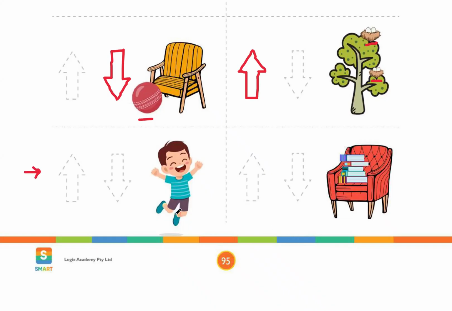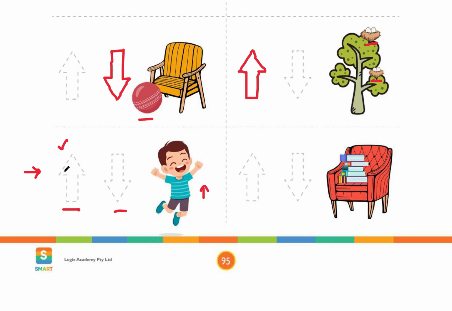Let's move towards the next section. Here you can see a kid, and this kid seems very happy and is jumping off the ground, right? And here you can see the two arrowheads, the arrowhead in the upward position and the arrowhead in the downward position. And this is the correct answer since the kid is jumping off the ground in the upward direction.